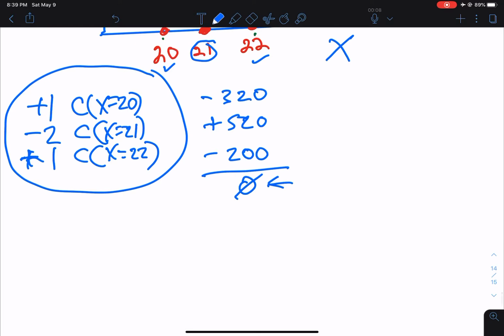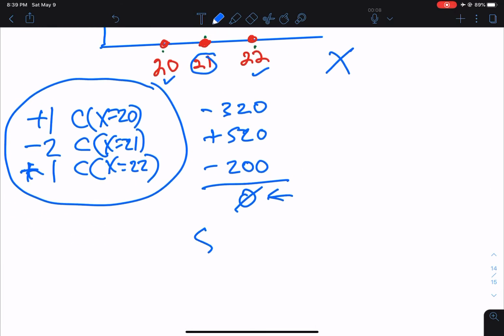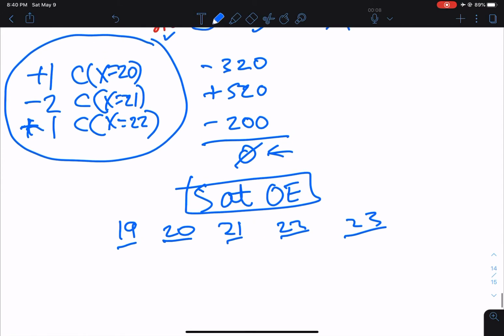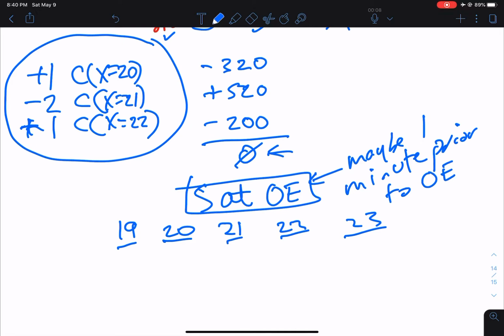Well, let's look at some prices that could exist at option expiration. So let's look at various values for stock price at option expiration: 19, 20, 21, 22, 23. And then we're going to look at the value of our positions just a moment prior, so I'll say maybe 1 minute prior to OE. Why is that? Well, that gives us time to close our position if we want to. If we hold our positions through the moment of option expiration, which for most stocks is 4 o'clock on Friday Eastern Time, 1 o'clock Pacific Time, then we're stuck with exercise or assignment, whatever happens.